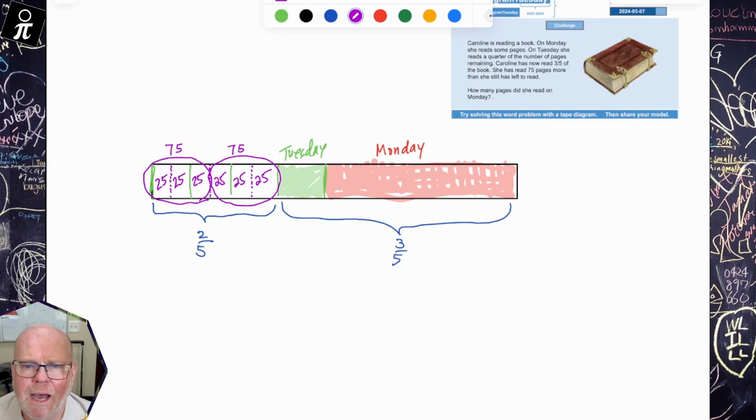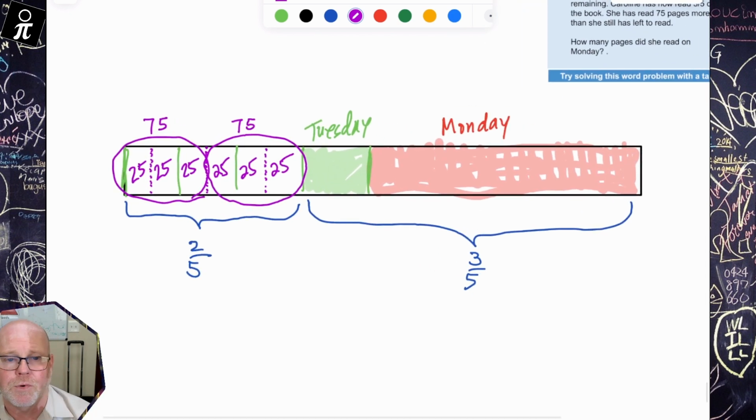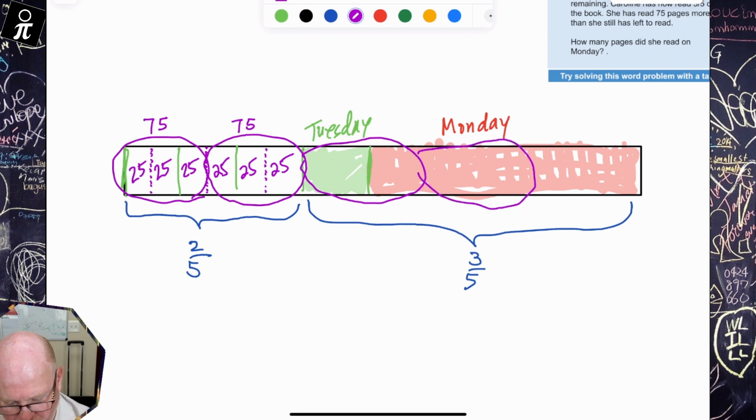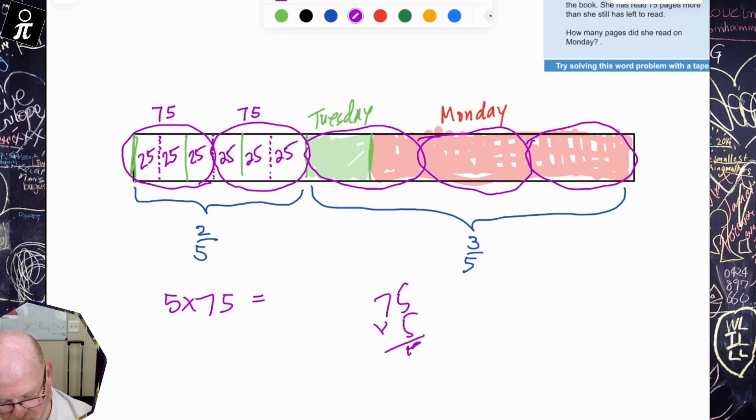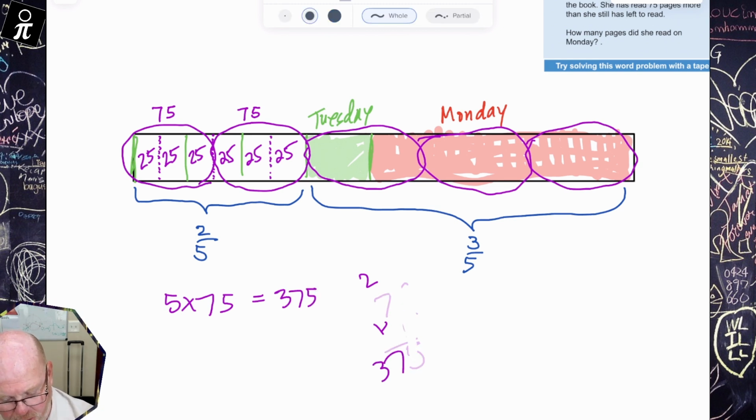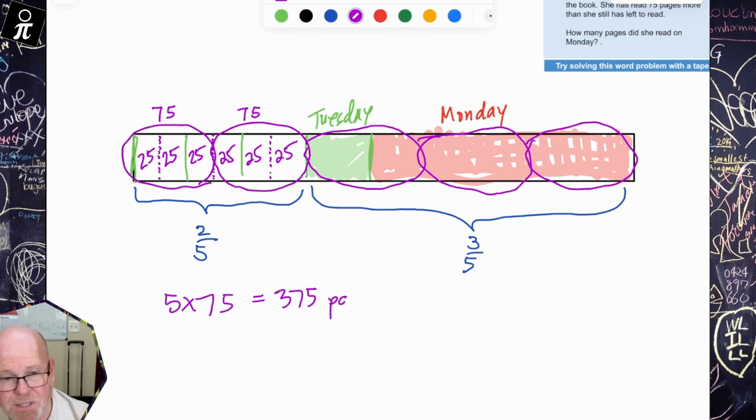Now it says, how many pages did she read on Monday? I don't know exactly yet, but let's figure out how many pages were in the entire book. Another 5th is right around there, another 5th is right around there, and another 5th is right around there. So 75 pages is 1/5. That means 75 times 5 is 375. So the entire book is 375 pages.